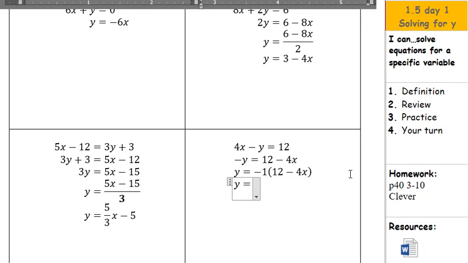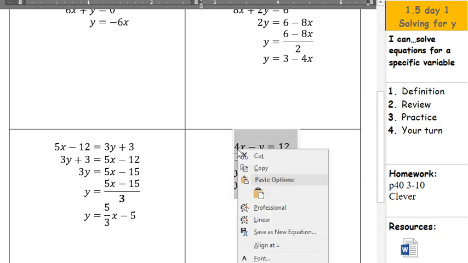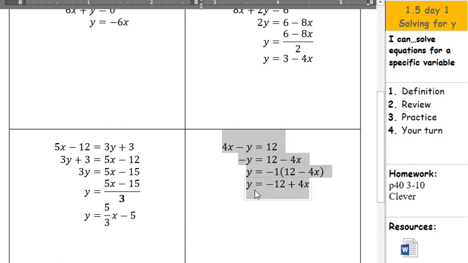Y equals negative 12 plus 4x. Negative 1 times 12 is negative 12. Negative 1 times negative 4 is positive 4. For these, we know we're done when y is all by itself on one side.